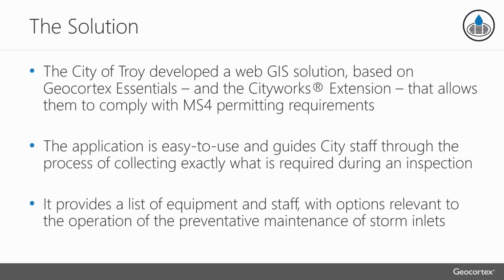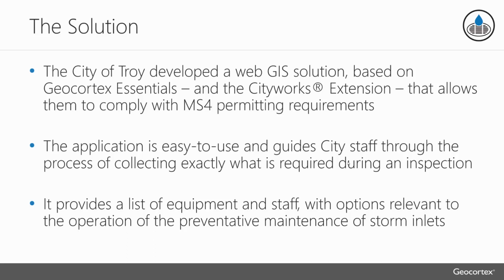The city of Troy ended up developing a WebGIS solution that was based on Geocortex Essentials and our Cityworks extension, which allowed them to integrate with their asset management system and comply with the MS4 permitting requirements. The application is easy to use, which you'll see, and it helps guide the city staff through the process of collecting exactly what is required during an inspection and then linking that to their Cityworks system.